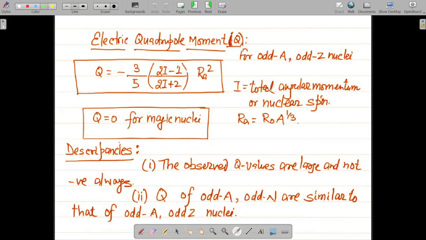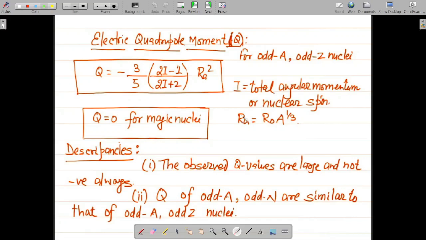So I is the total angular momentum or nuclear spin. Now what is RA? RA is the radius of the spherical nucleus. So RA equals R naught A to the power 1 by 3. For a spherical nucleus, the radius is R naught A to the power 1 by 3, where A is the atomic mass number. That is R naught multiplied by the cube root of the atomic mass number, which gives you the radius of the spherical nucleus.